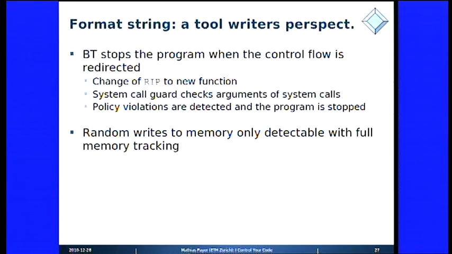Random writes to memory are only detectable with full memory tracking. The virtualization system that we have now comes with an overhead of 6 to 8%. If you use full memory tracking, we have an overhead of like 1,000 or even more, which is not really tolerable for a real-world application. But we are able to detect the change of the control flow whenever we would follow it.